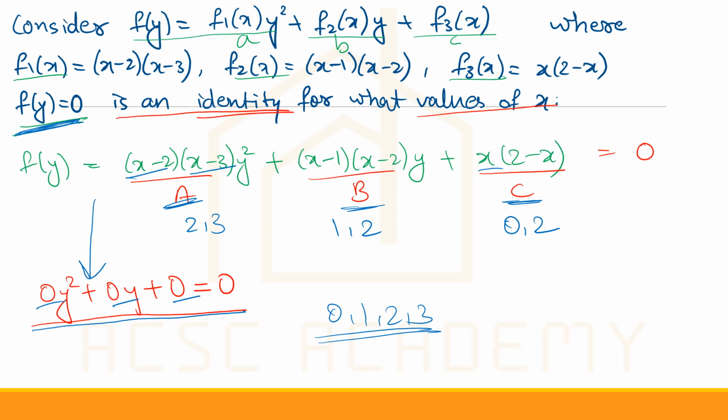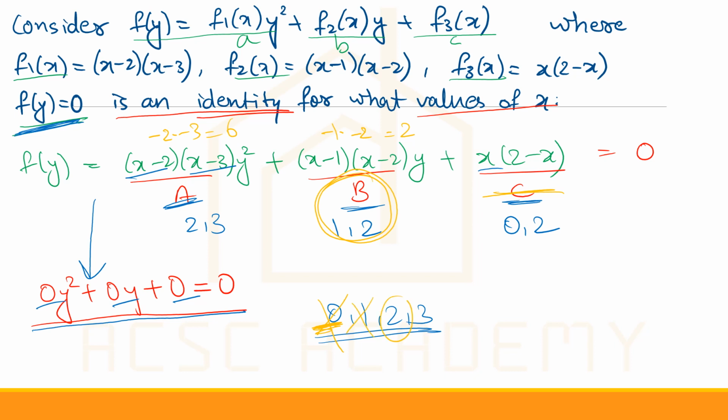Let us check out. If we take x equal to 0, then only this c will become 0, a and b will still be there. Because if we substitute 0, then this will become 0 minus 2 and 0 minus 3, so minus 2 times minus 3, 6. This will become minus 1 and minus 2, which is 2. So a and b are not getting cancelled out, they are still there. So 0 is not the correct answer. Similarly, if we take 1, then only this b will be cancelled out, a and c will still be there. So again, that is not true.